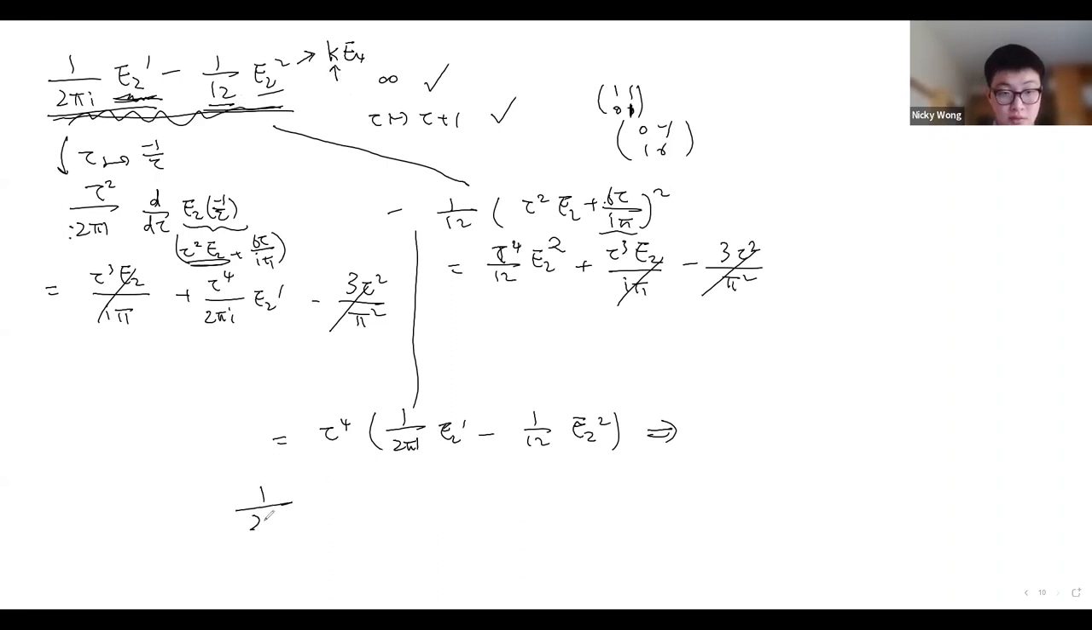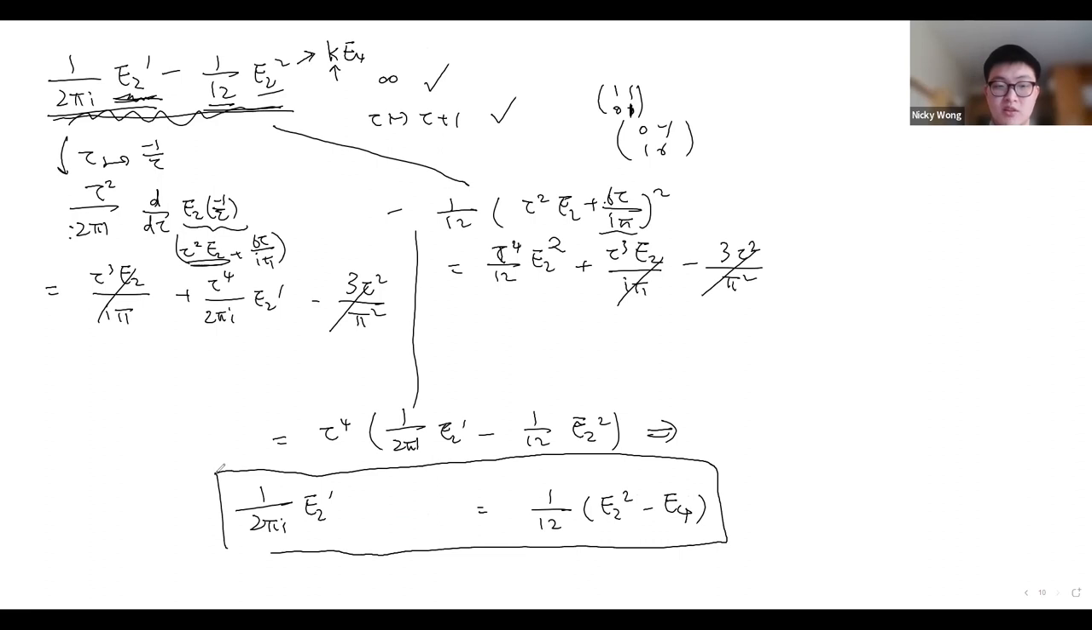So actually, we get this condition. And I'm going to group this together. Let's make this a little bit nicer because we can group the 12 on both sides. And this will turn out to be the last ingredient we need to prove the theorem.